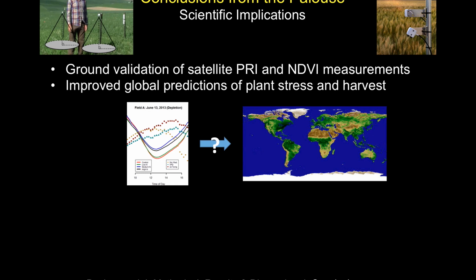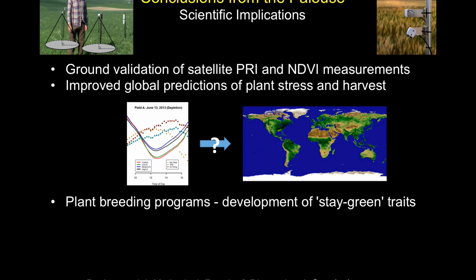An important question for the scientific community, which has been continually addressed over the last few decades, is that this PRI response is really changing a lot on the diurnal timescale, as we showed. And if a satellite is flying over and taking a measurement of PRI at, say, 9 in the morning, how can we be so sure that that is really the estimate we're looking for when we see such variability on the diurnal time step? So there's a lot of things that need to be figured out between the canopy and the space-based scale.